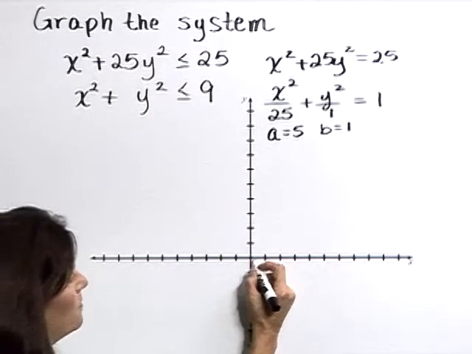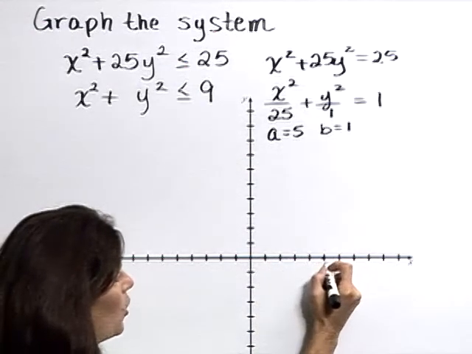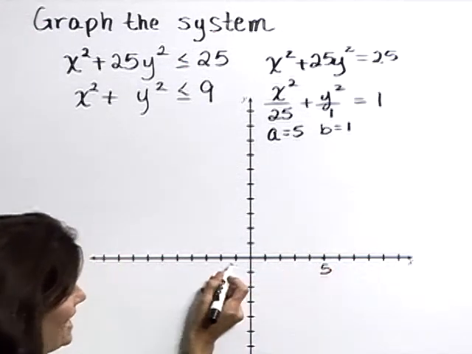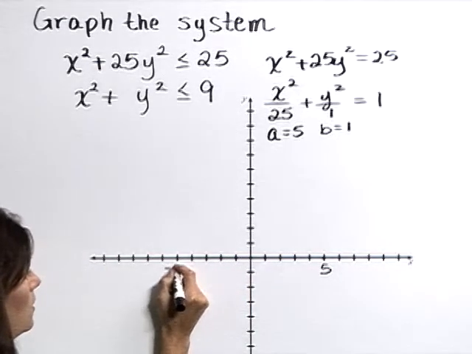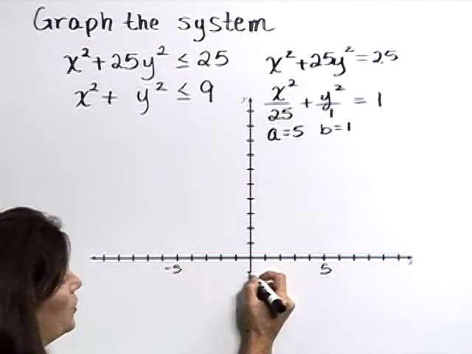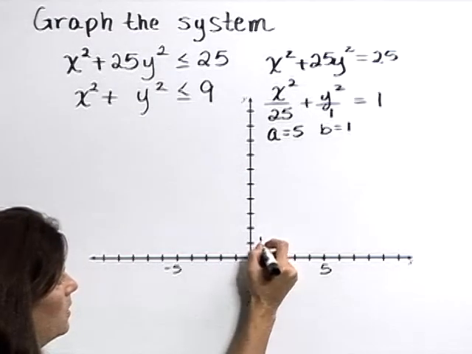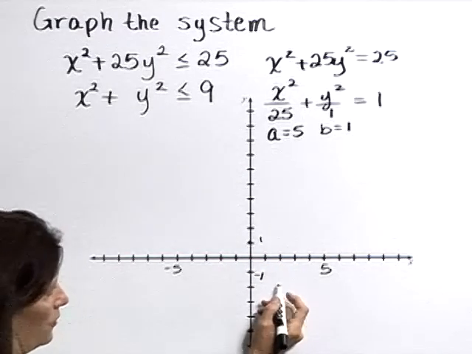So from the origin, I'm going to go out 5 units to the right and left of the origin. I'm going to go 1 unit down, 1 unit up, and let's sketch this ellipse.